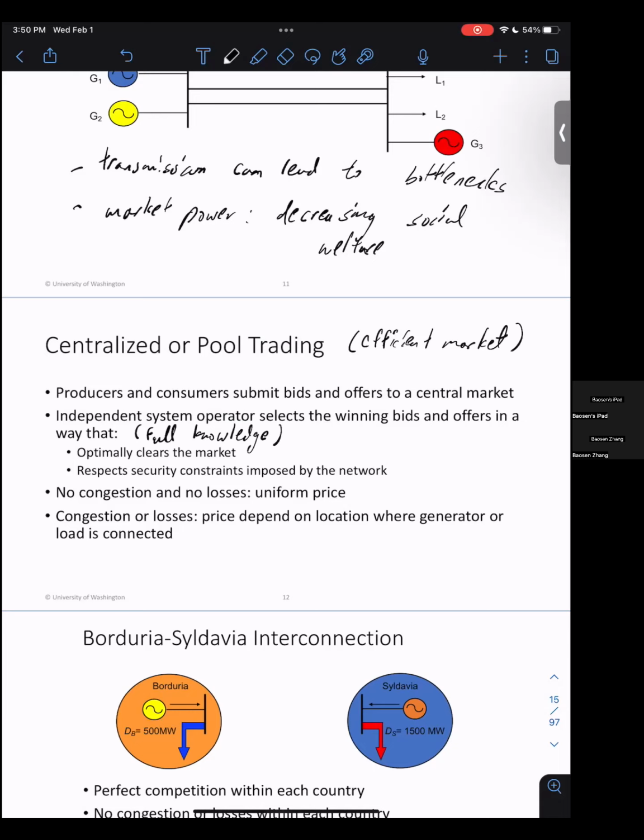It checks that there are no line flow violations in the system. If there's no congestion, then of course everybody gets one price, a unique market clearing price. If there are congestions, then we'll compute how the congestion is calculated. We'll do that calculation. That's what we're trying to do.